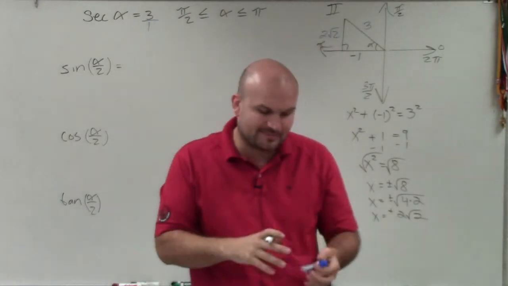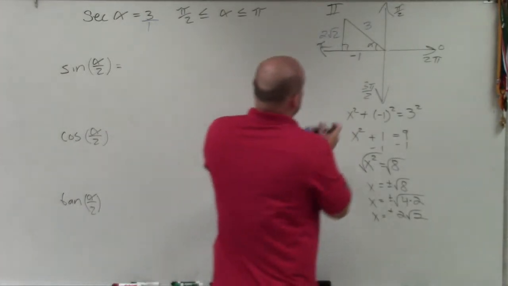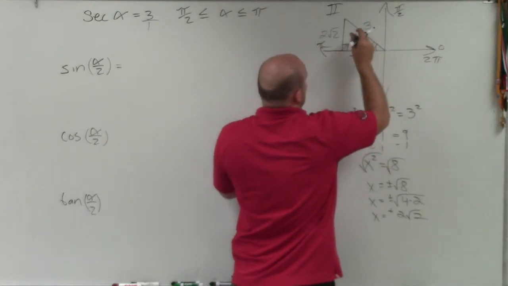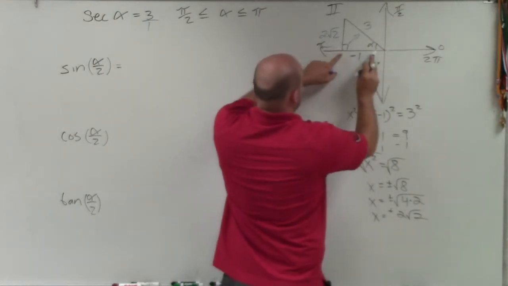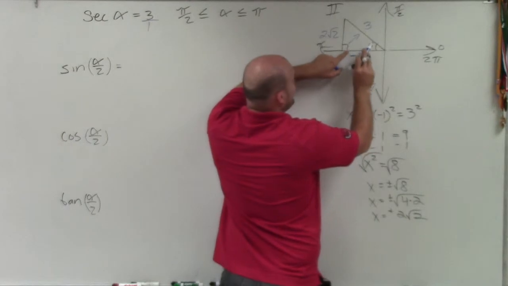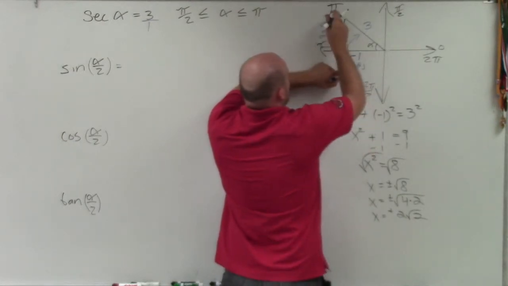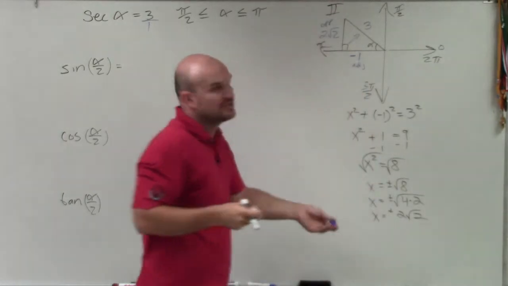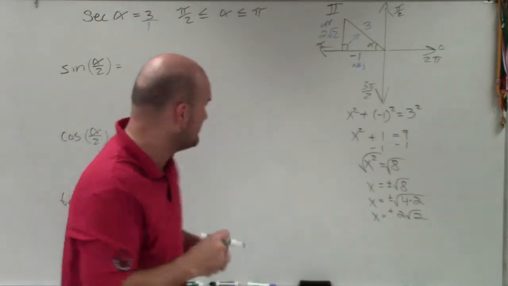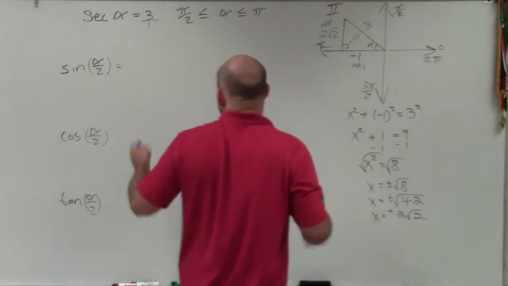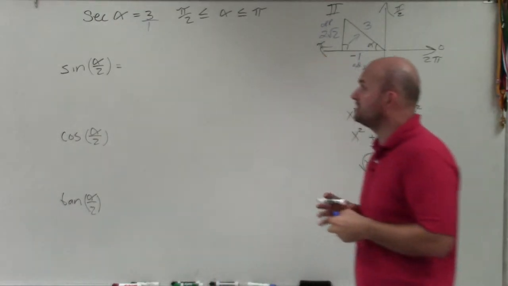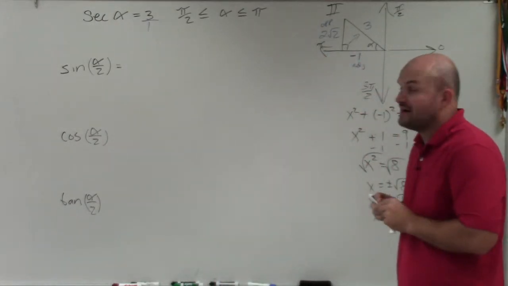One thing I skipped over that I want to mention: the hypotenuse is always directly across from the 90-degree angle. The leg that's between the angle and your right angle is always your adjacent, and this is always your opposite. I just wanted to go over that one more time. All right, so now we need to evaluate the sine of theta divided by 2.